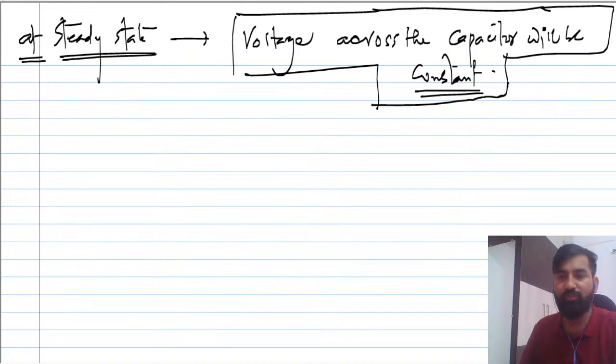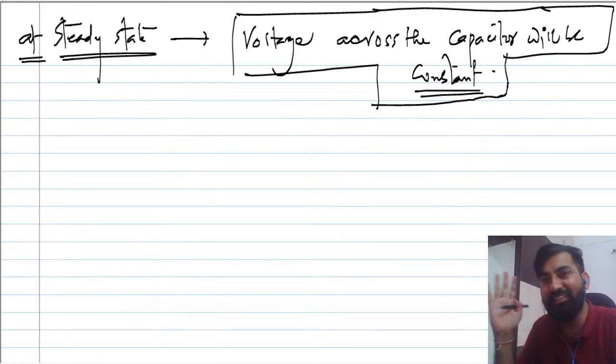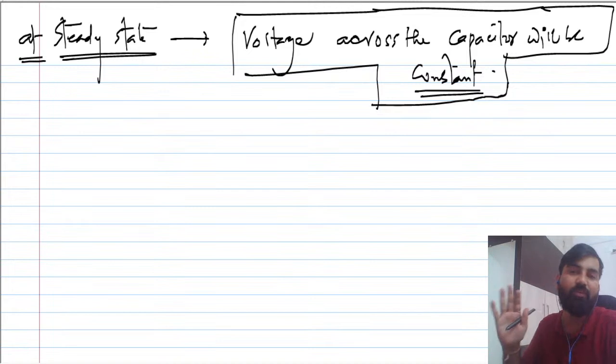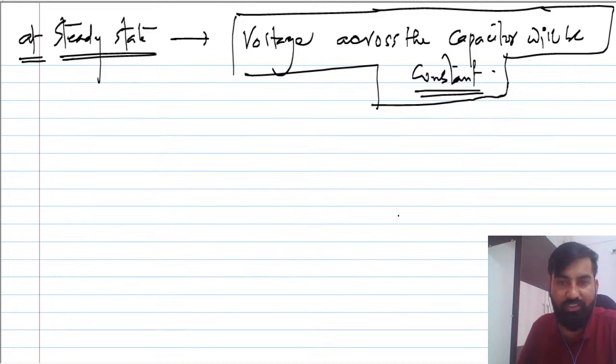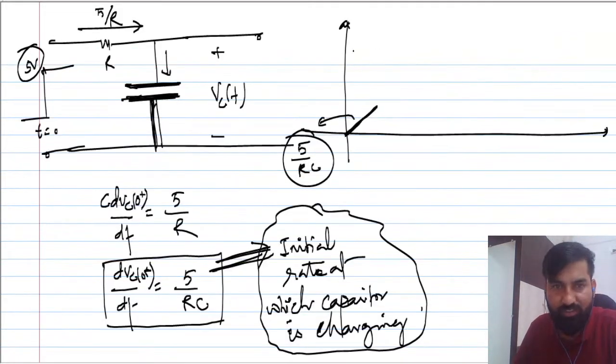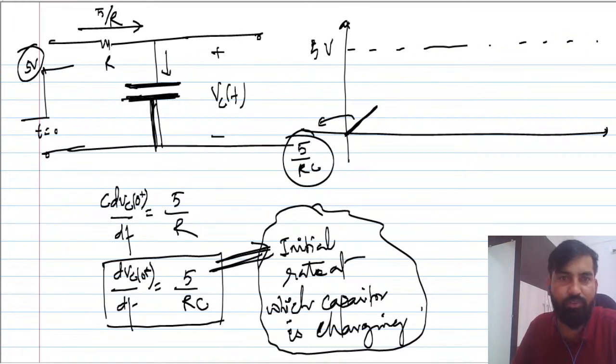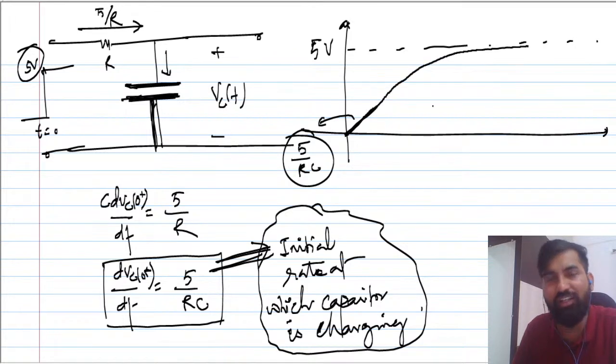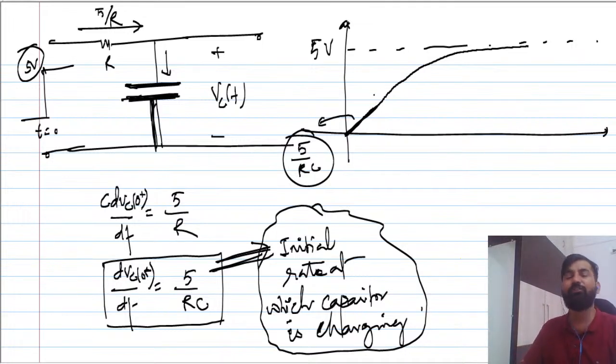Why 5 volt? See, as we know, at steady state the voltage across the capacitor will be constant. This is the input we have connected. Maximum voltage is 5 volt. Your capacitor will charge till 5 volt, right? So you can say this is the initial rate, and it is charging like this, and it has reached steady state now. Till 5 volt your capacitor will charge.